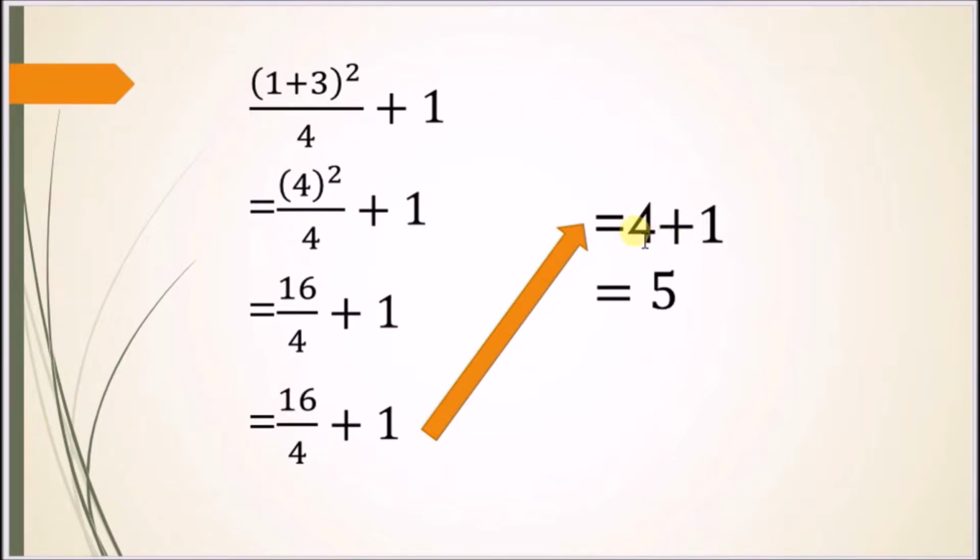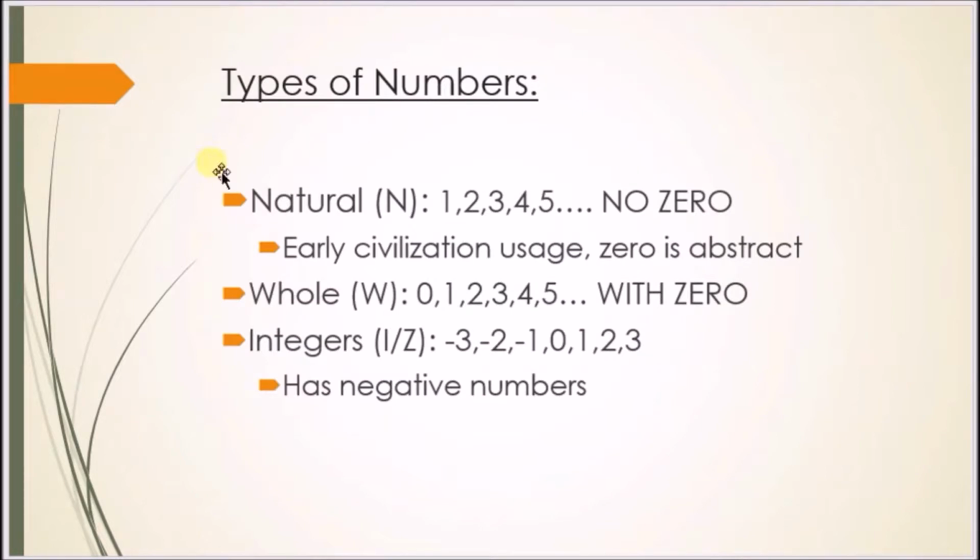Next, let's go over the different types of numbers. So first we have natural numbers, right, which are numbers without decimals and no zero. And they're all only positive. So positive numbers, no decimals, no zero. Early civilization used natural numbers for calculations.